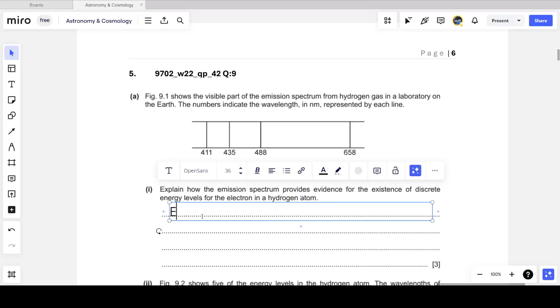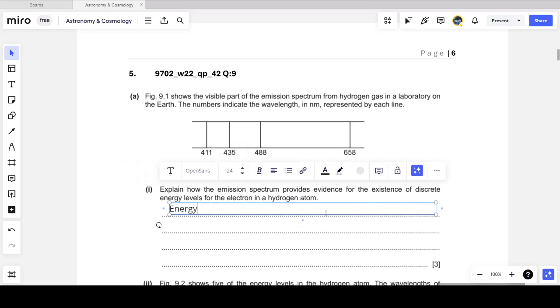I think words are enough for us to say this. We can say that the energy of the emitted photons corresponds to the wavelength or the frequency of those photons. As we know, E is equal to hf. It corresponds to its wavelength. I'm using wavelength because wavelengths are shown in the emission spectrum.